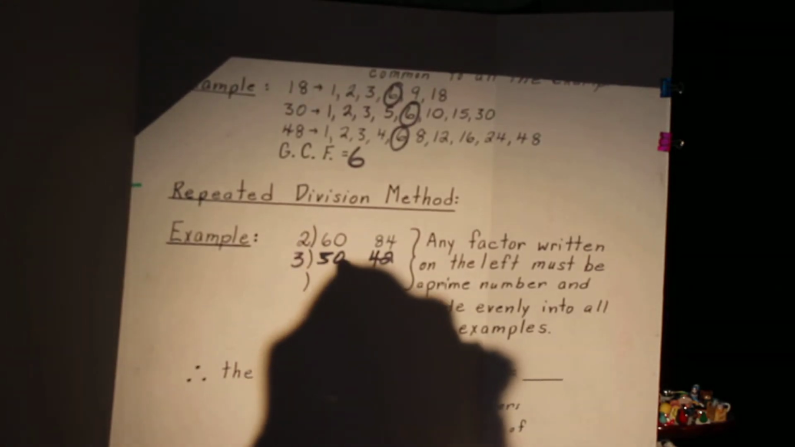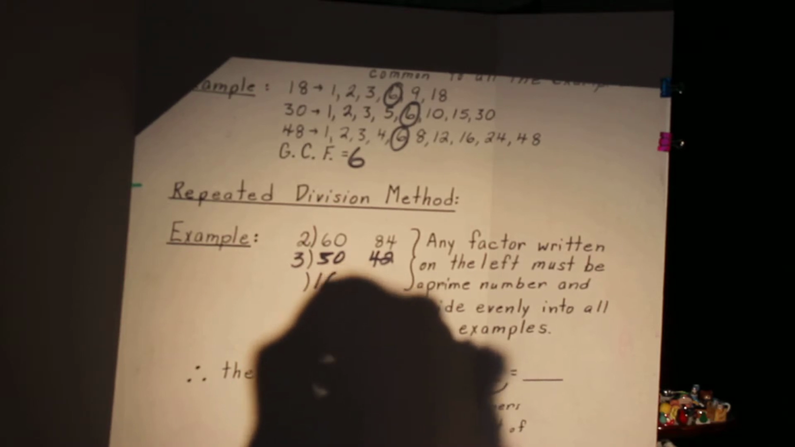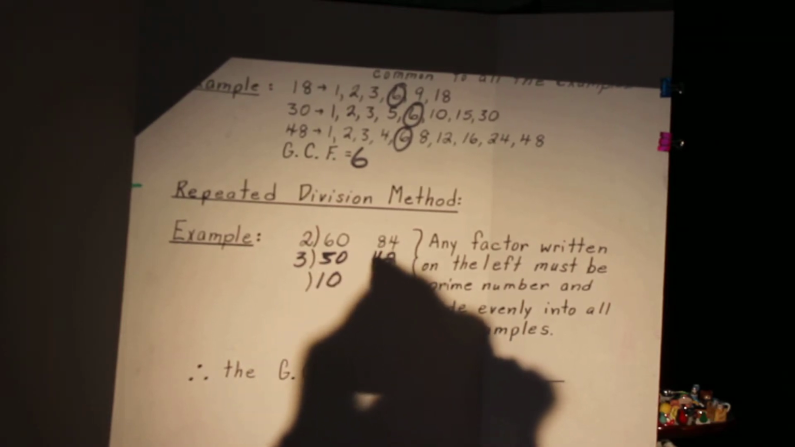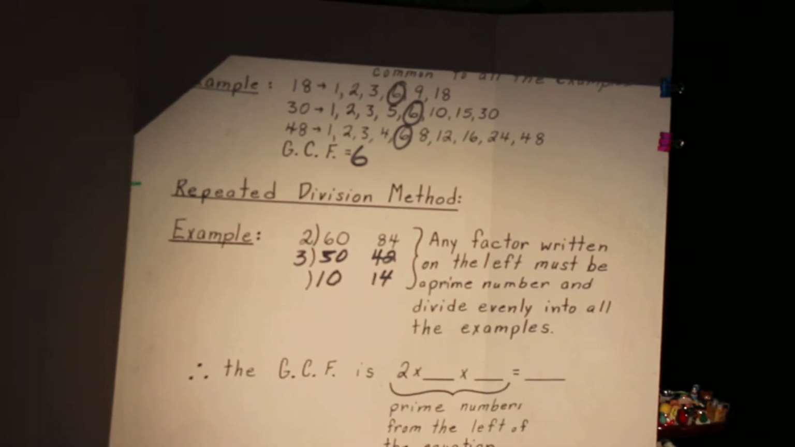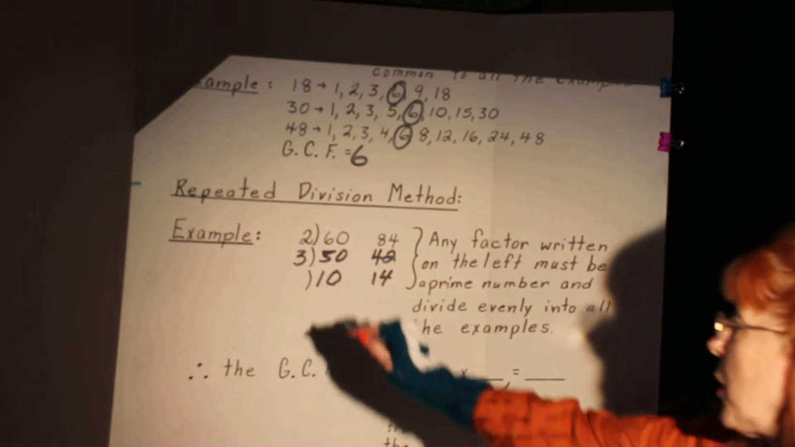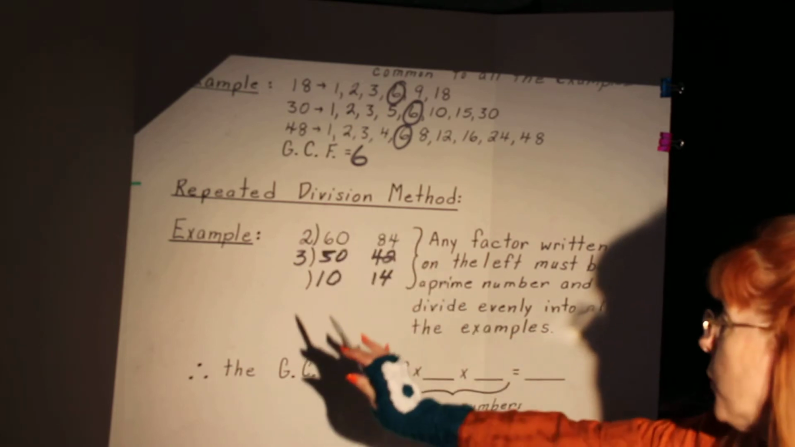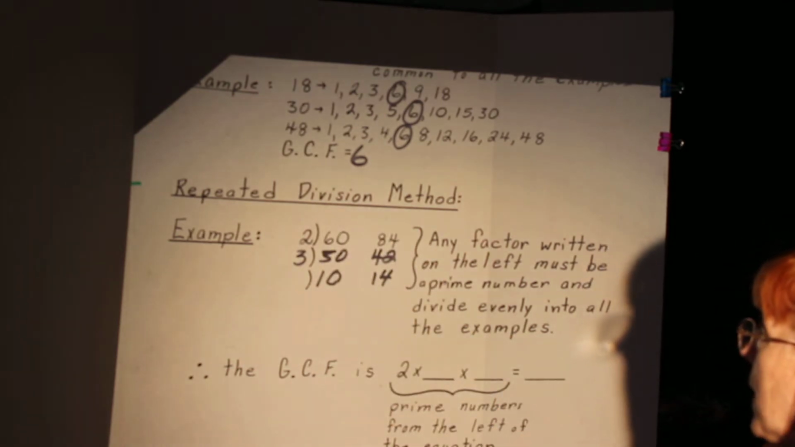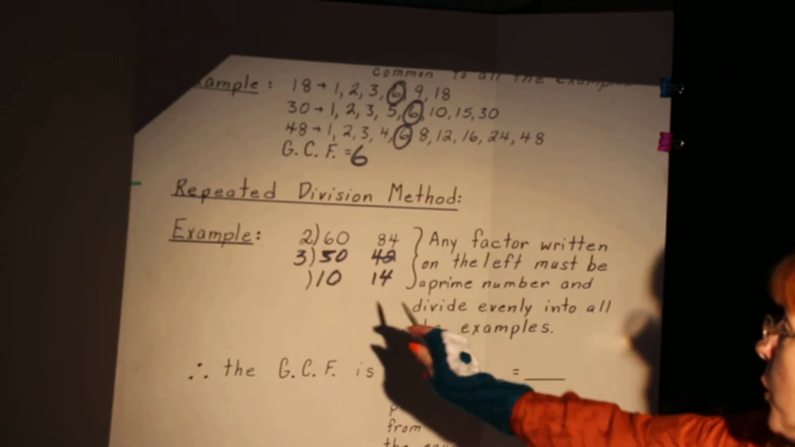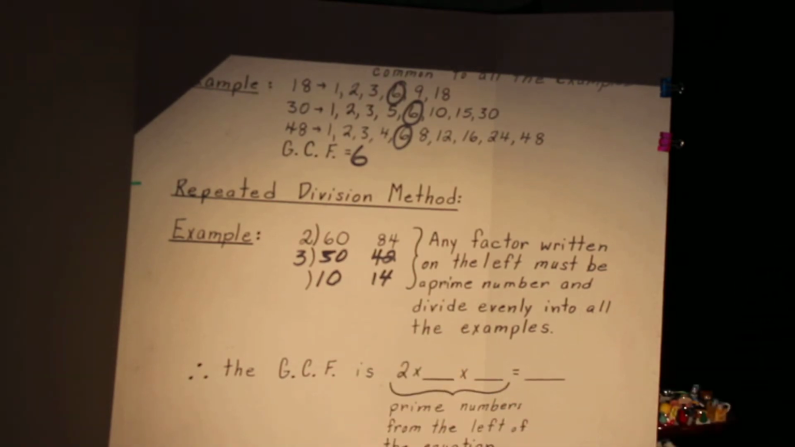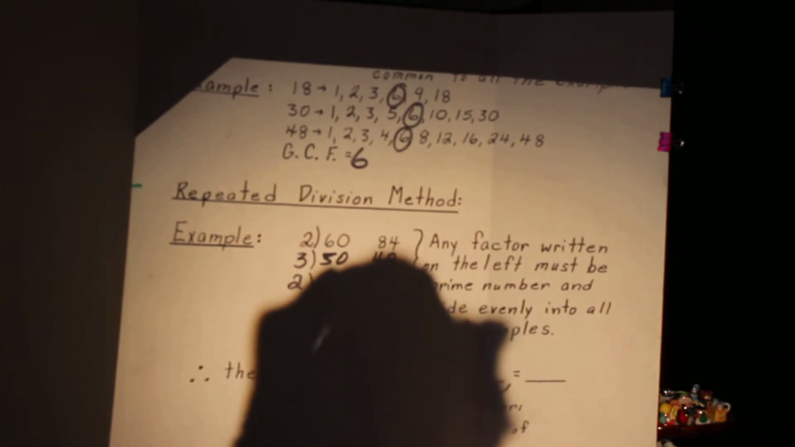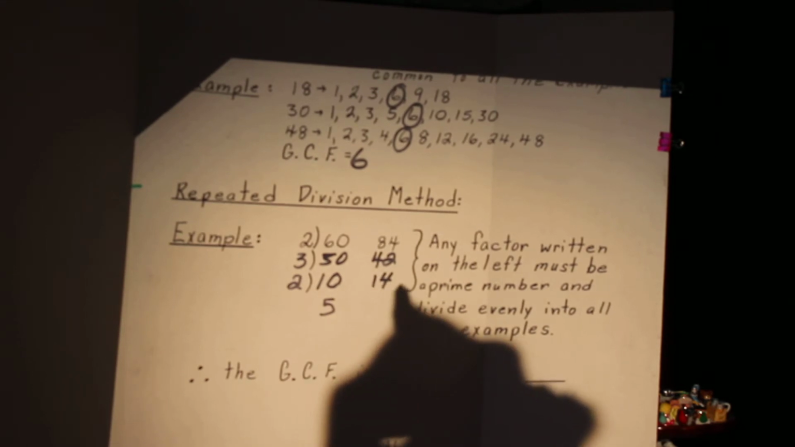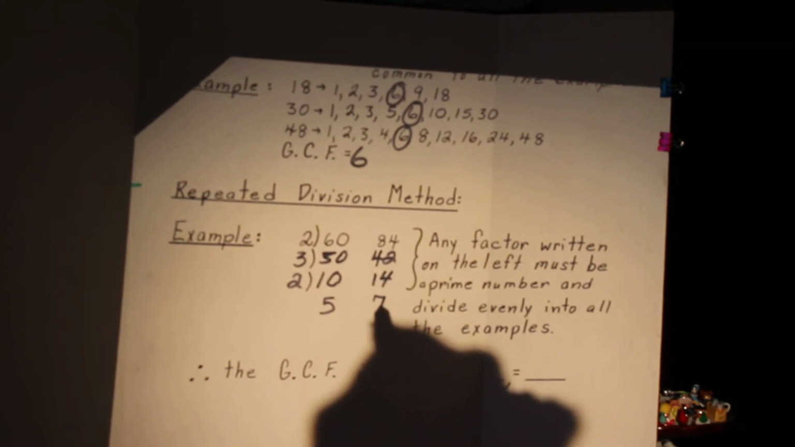How many 3's do we have in 30? 10. How many 3's in 42? We have 1, 4, 14. Our last number, and I've already bracketed it out in my lesson, so therefore we know it's going to stop there. What prime number will go evenly into 10 and 14? 2. So underneath all this, you're going to end up with a 5. And 2 will go into 14 7 times.